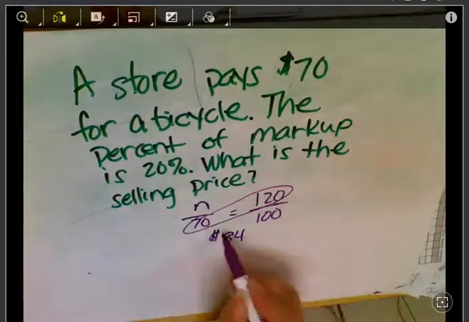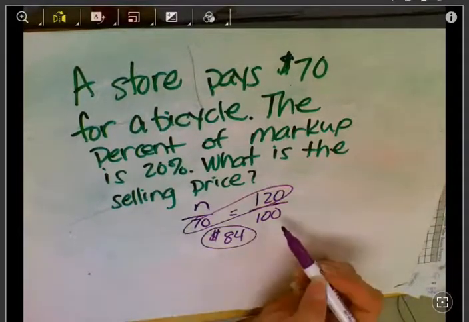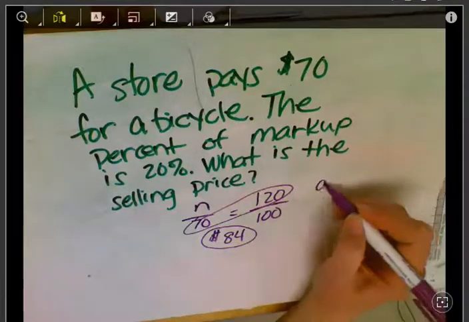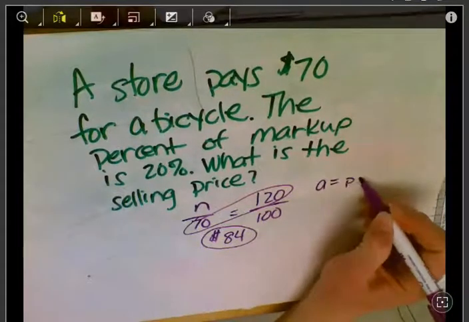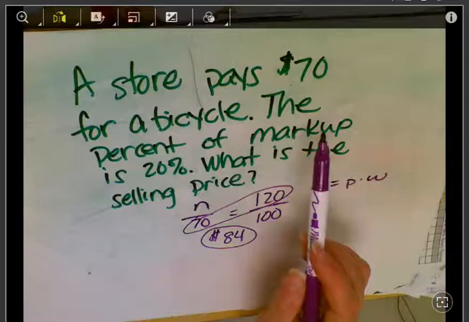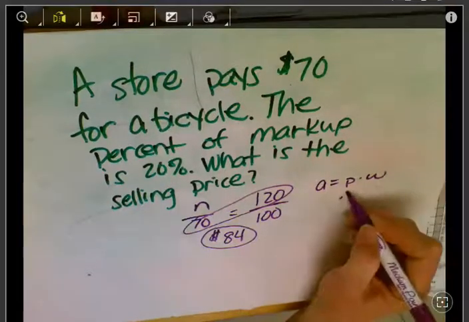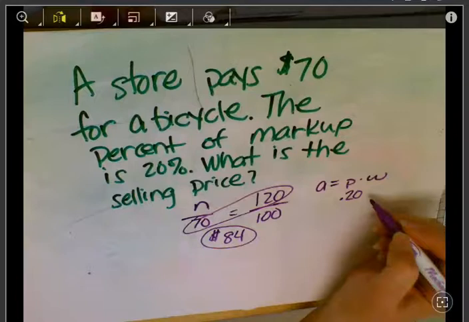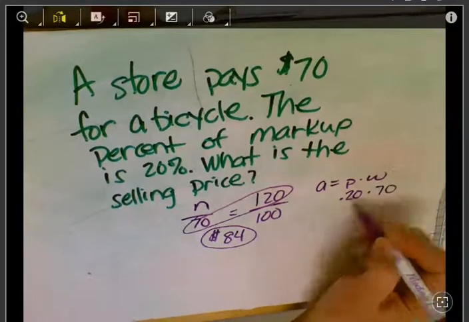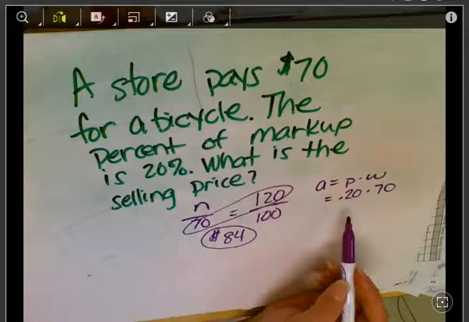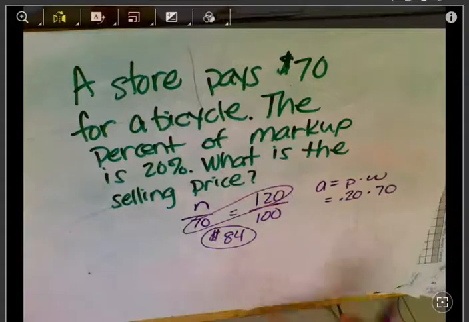So that was one way you could do it. That's the percent proportion. You could also do the percent equation. So that's your part is equal to your percent times your whole. And this is going to be your 20% is your percent, so your 0.20 times your whole was 70. And this is going to be your partial, but remember this is only going to be what the markup is, and then you'll still have to add it on. So take your 0.2 times your 70.